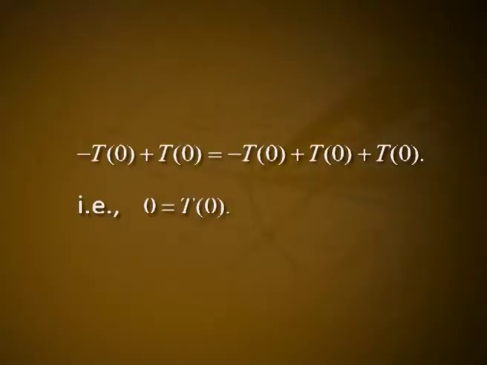Equation number 3. Now, adding minus T of 0 to both sides of equation 3, we obtain minus T of 0 plus T of 0 equals minus T of 0 plus T of 0 plus T of 0, that is 0 equal to T of 0. This completes the proof.